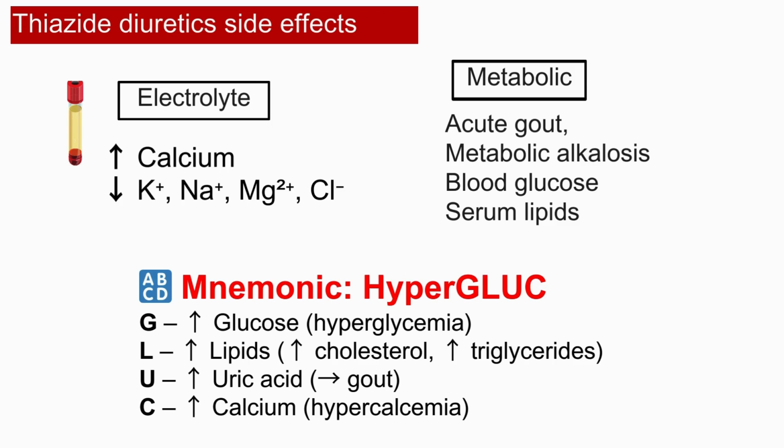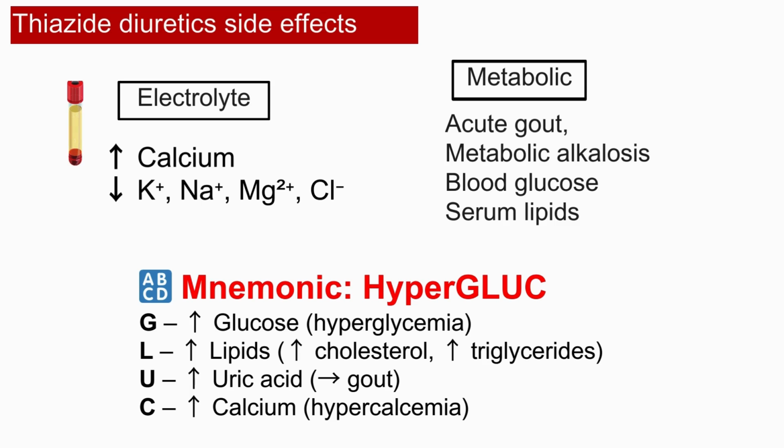Okay. So hyper stands for all these increases. It's hyperglycemia, so an increase in blood glucose, hyperlipidemia, increases in cholesterol and triglycerides, hyperuricemia, an increase in uric acid, which can lead to gout, and hypercalcemia, an increase in serum calcium. Wow. It's a lot of hypers. Yeah. So that covers the hyper part.